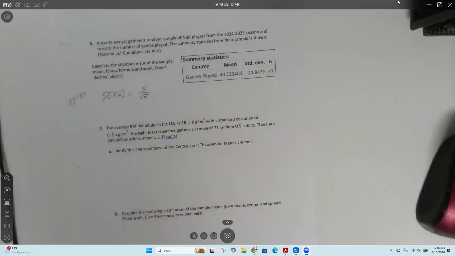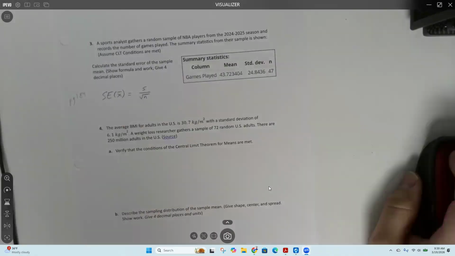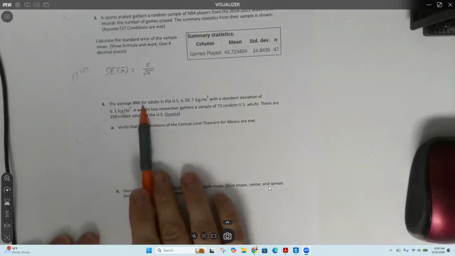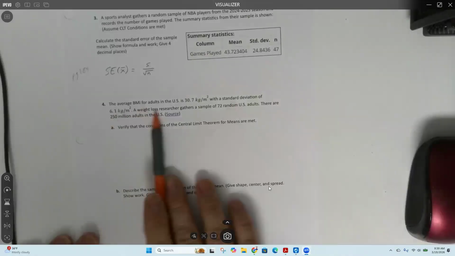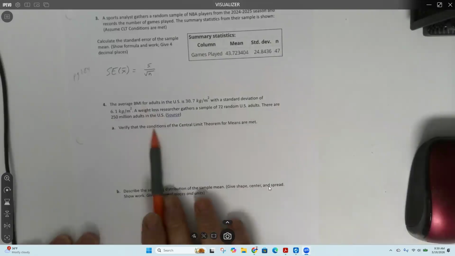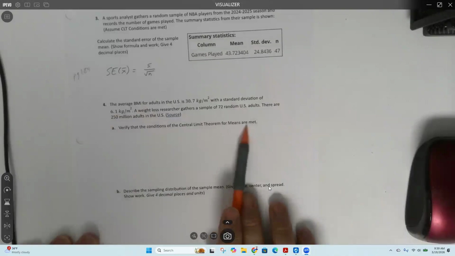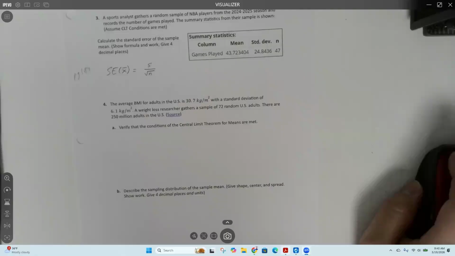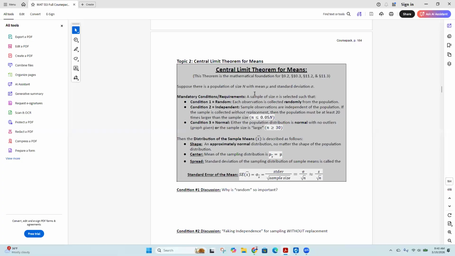So for question number 4, average BMI for adults is this. Standard deviation is this. 72 random adults. Verify the conditions of the central limit theorem for means are met. So now we're going to go back and talk about the conditions. The central limit theorem says that as long as you meet these conditions, then your distribution of sample means is approximately normal.